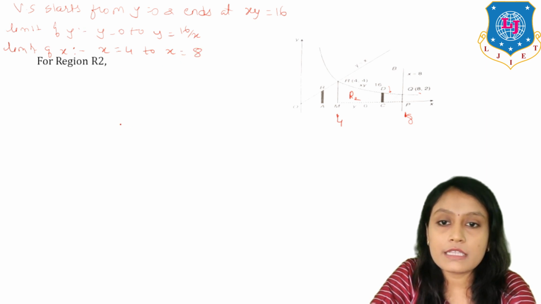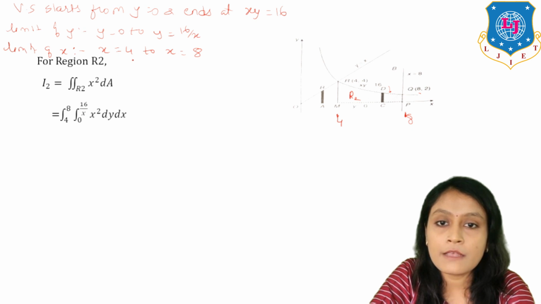Okay, now we will write this integration. So I2 is equal to integration over R2 of x square dA, right? So just substitute this limit. Here we have the variable, so we will write it inside, that is 0 to 16 by x, and this 4 to 8 x square. Now we will write here dy dx. Okay, so firstly we will integrate with respect to y, keeping x constant.